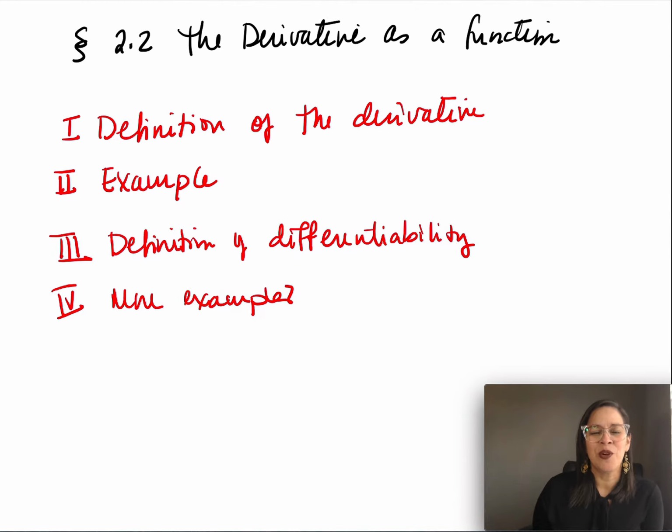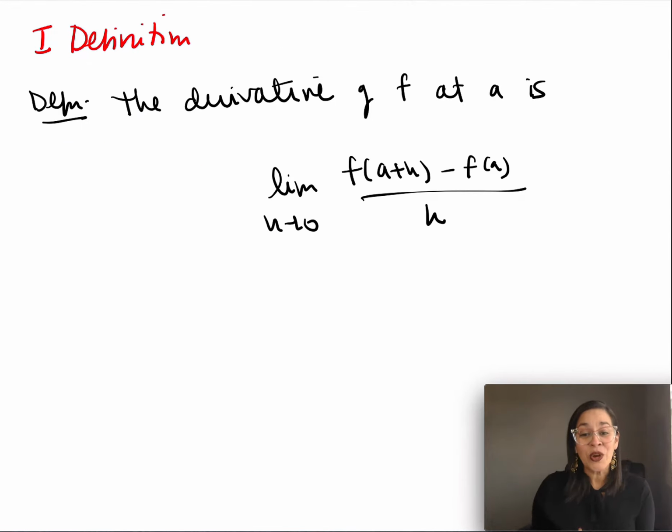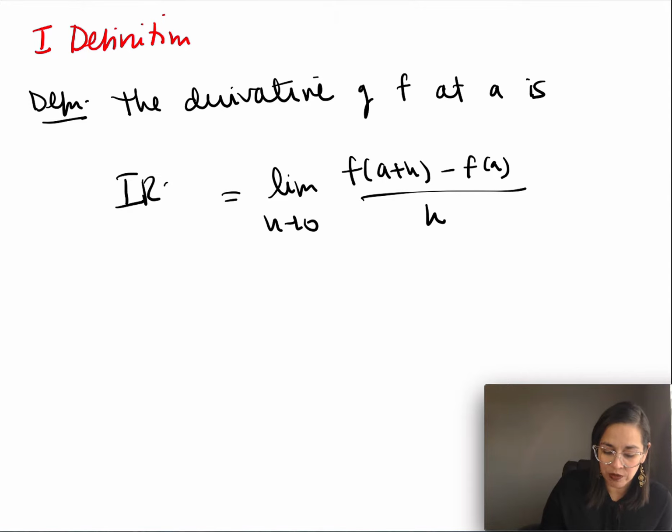Everybody. In this video, I'm going to go over section 2.2, the derivative as a function. I'll go over the definition, I'll do some examples, and then we'll talk about differentiability, and we'll do some more examples. So here's a definition of the derivative of f at a. This is just the instantaneous rate of change of my function f at a.